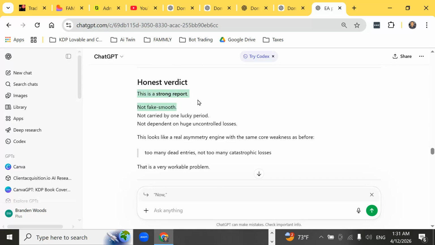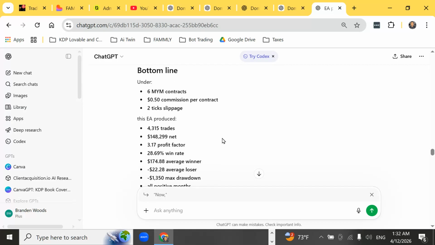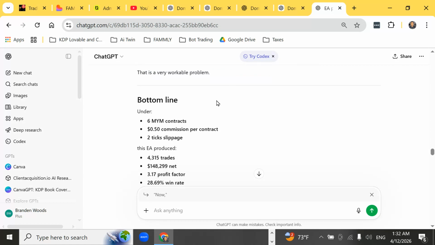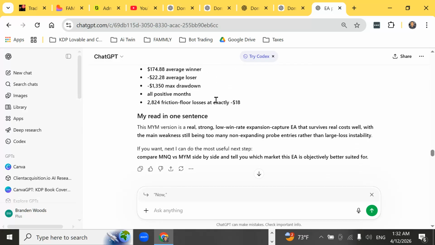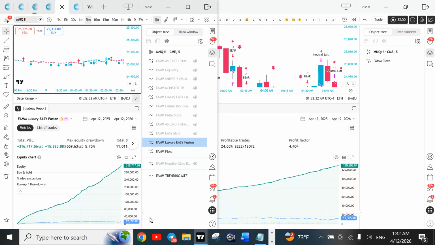Again, strong report, not fake smooth, not carried by one little lucky period, and not dependent on huge uncontrolled losses to make wins. And looks really good, right? Too many dead entries, not too many catastrophic losses, no problem. So everything is really tight, really contained, and pushed forward. So that is what you are dealing with on this side. And those are the settings. And that's it. So definitely enjoy.